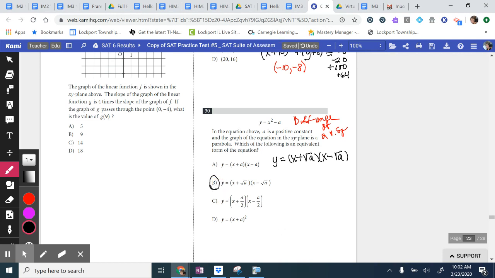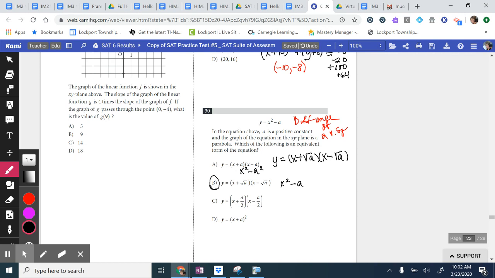Another way to do this problem, although it's more time consuming, is you could expand each of these to see if that matches this one. Clearly this is not going to match, because if we do the math here, we get x squared minus a squared. Here, if we do the math, we will get what we started with, an x squared minus just an a. And at that point, you could stop. You wouldn't have to do these two, because it's saying there's one answer and one answer only. It's not a choose-all-that-apply.